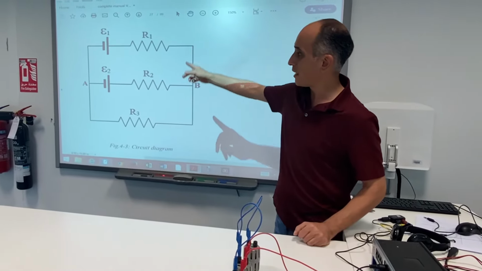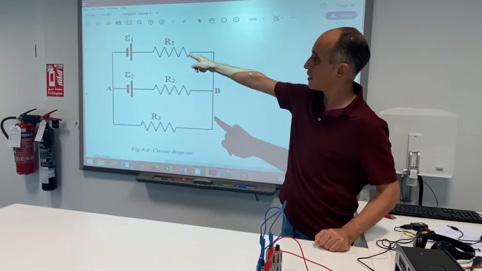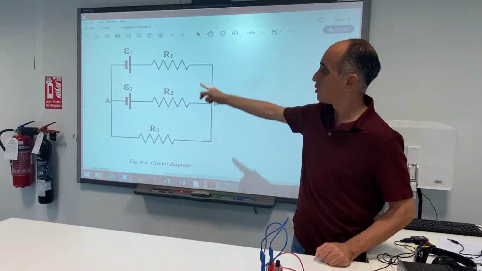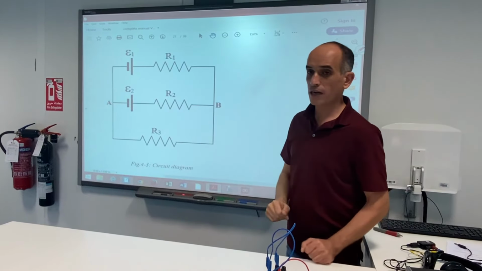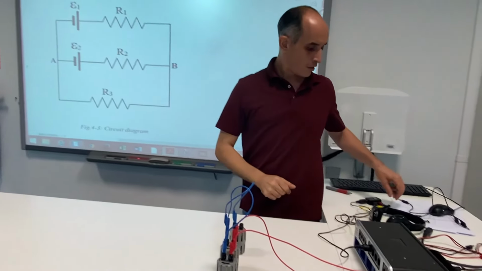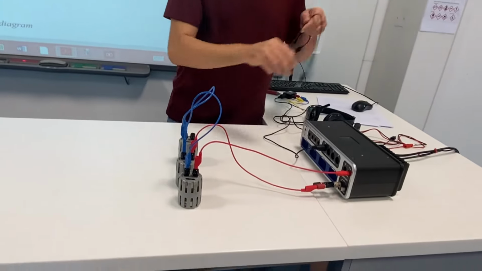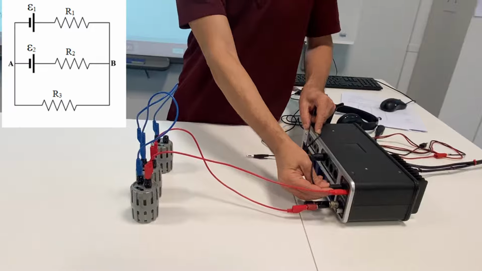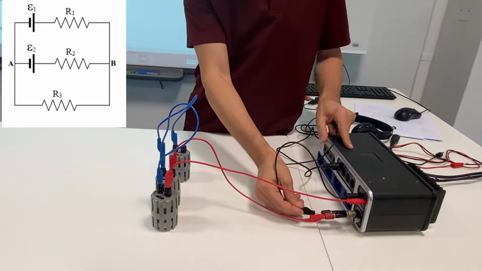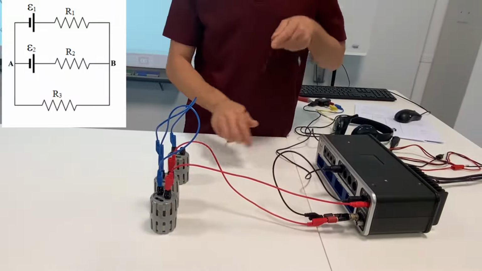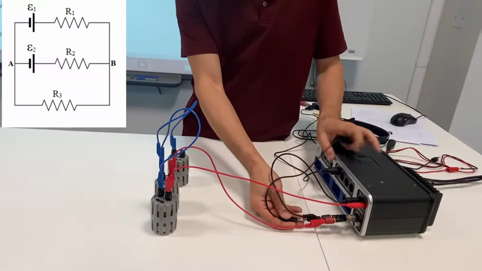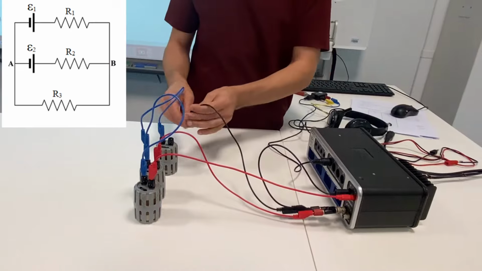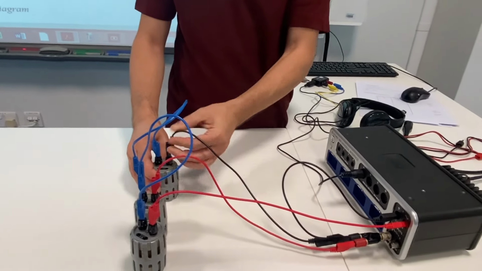Now let me move to the other side, in which we have the negative side of E1 connected to the negative side of E2, and both of them are connected to the left side of R3. So here is the negative side of E1. We will connect it with the negative side of E2. And remember, as always, the black is the negative for the batteries. Both of these wires are connected to the left side of R3.